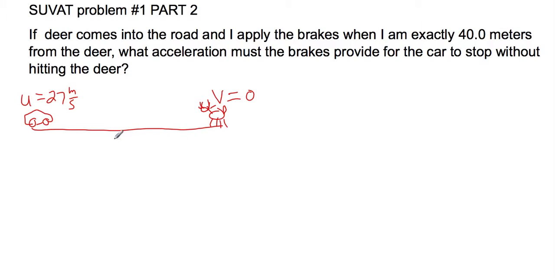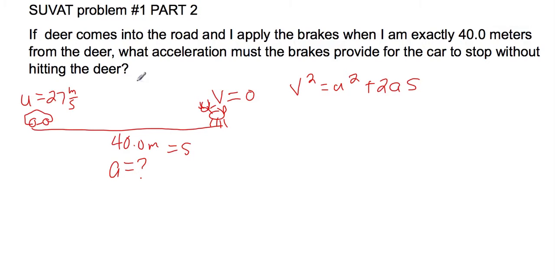Our distance between the two is 40.0 meters. Now we're taking reaction time and all that stuff out of this. We're saying I'm exactly 40 meters away. I'm putting on my brakes. And we're assuming the acceleration is constant, but we don't know what that is. So 40 meters is S. We have U. We're looking for the acceleration that is necessary for the brakes to stop the car before the car travels 40 meters. There's no time involved this time. So this time we use our last equation. Our V squared equals U squared plus 2 times A times S.